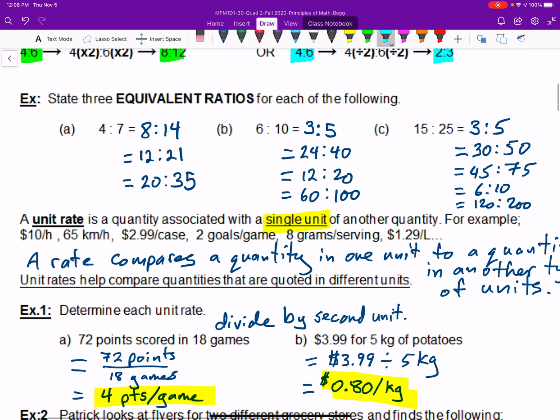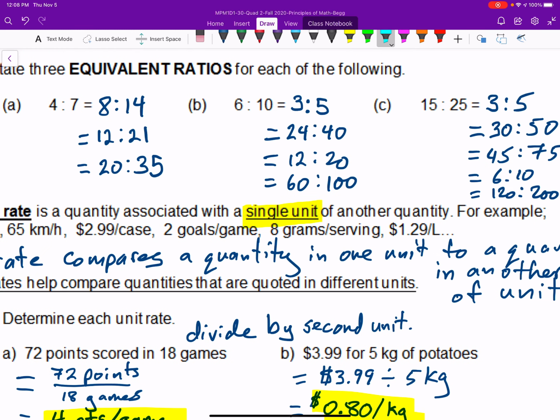State 3 equivalent ratios for each of the following. 4 to 7: I could double each of the numbers and get 8 to 14, or multiply each by 3 and get 12 to 21, or multiply each by 5 and get 20 to 35. Notice how I can't divide the first one because 7 is a prime number. Nothing goes into 7 except 7 and 1, so I can't reduce it any further.